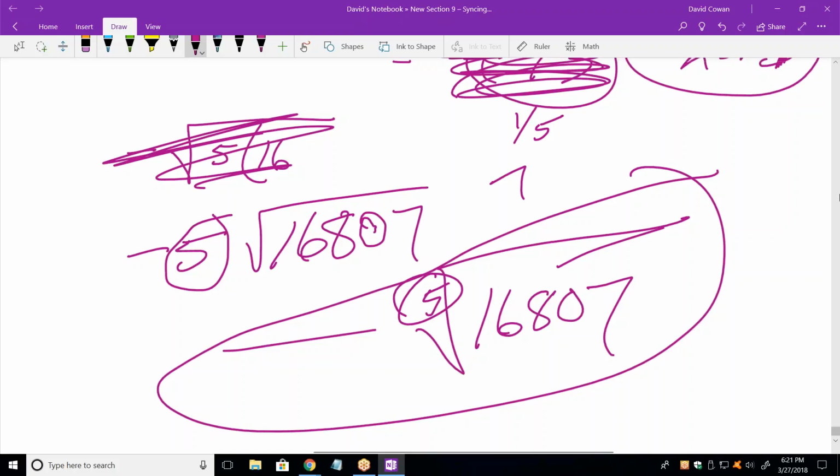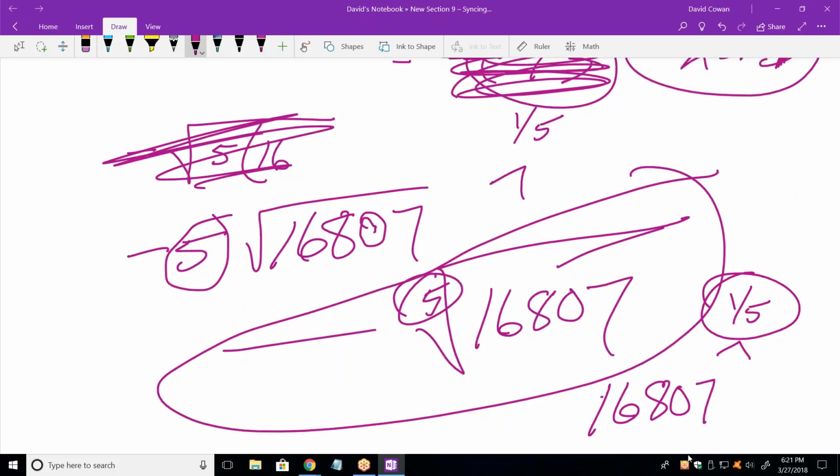Okay, one second. Here's how you put it in your calculator: 16807 raised to the 1/5 power, and you can even type that as 0.2 if you want. But make sure that's all in parentheses. Otherwise, you're going to raise it to the 1 power, and then divide your whole answer by 5. So you need parentheses around that.